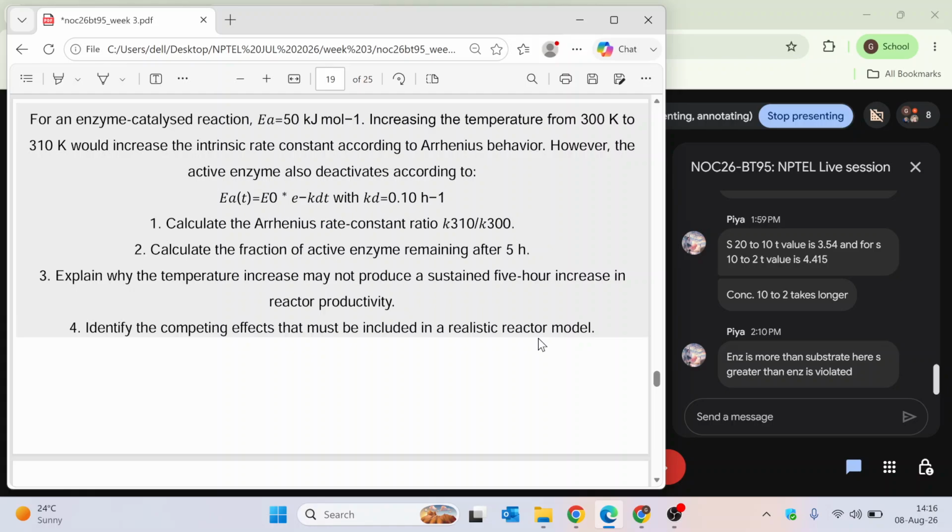So I want you to calculate the Arrhenius rate constant ratio, which is K310 by K300, and calculate the fraction of active enzymes remaining after 5 hours, and explain why the temperature increase may not produce a sustained 5-hour increase in reactor productivity.